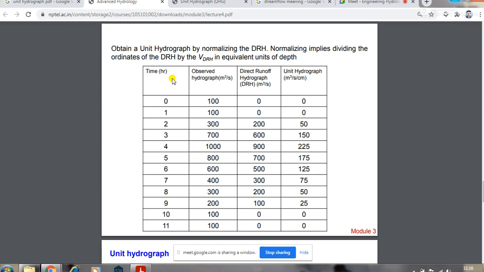सर, लास्ट जो यूनिट हाइड्रोग्राफ से निकाला गया है उसमें... हाँ, देखो उसके पहले वाले कॉलम में लिखा हुआ है, डायरेक्ट रन ऑफ हाइड्रोग्राफ। उसका वैल्यू हम लोगों को पता है। अब उसके साथ हम लोग कुछ डिवाइड करेंगे। क्या डिवाइड करेंगे?